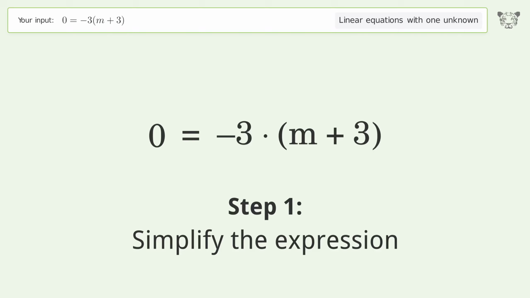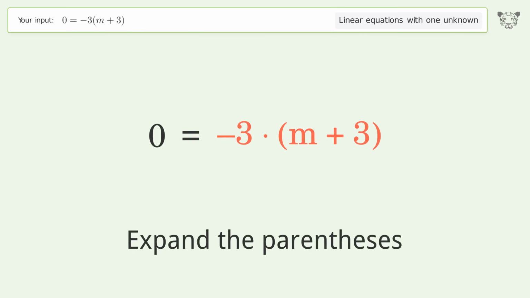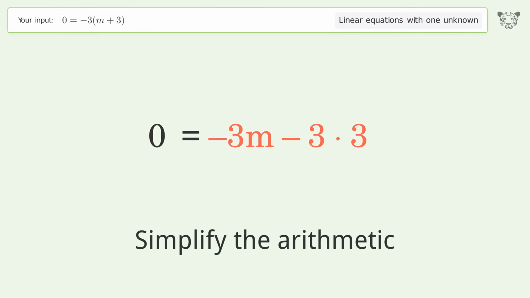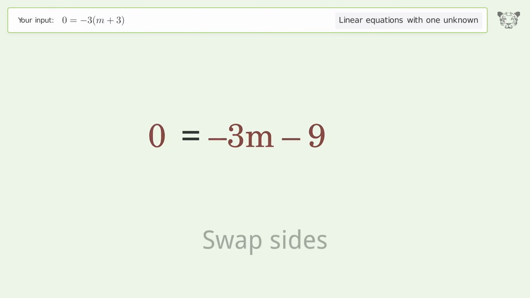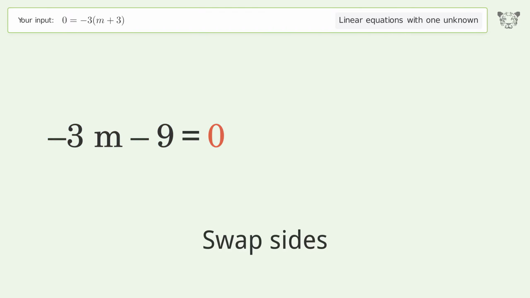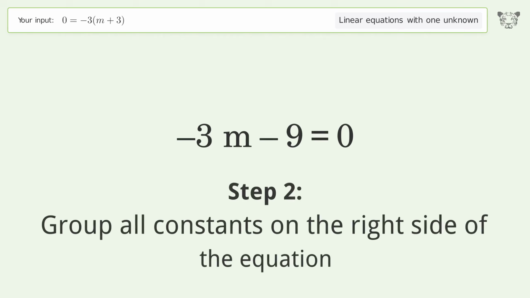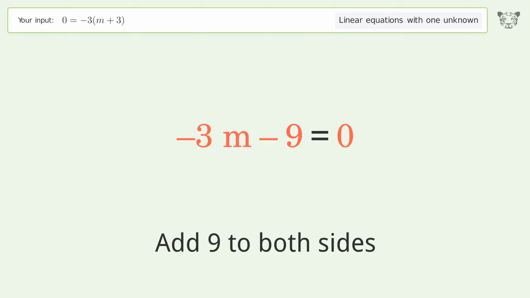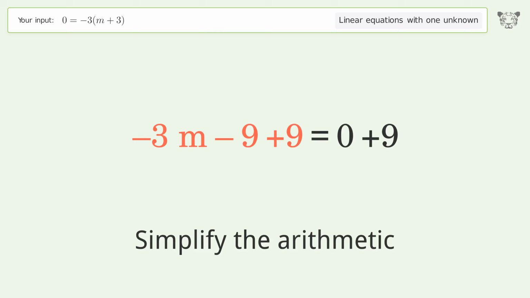Simplify the expression. Expand the parentheses. Simplify the arithmetic. Swap sides. Group all constants on the right side of the equation. Add 9 to both sides. Simplify the arithmetic.